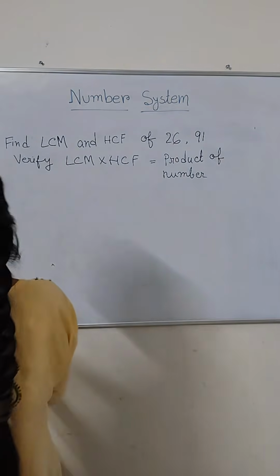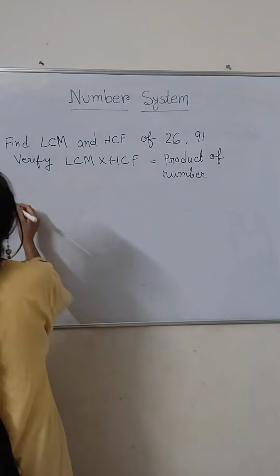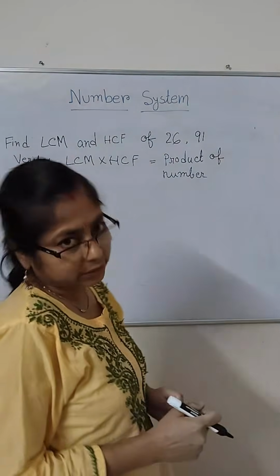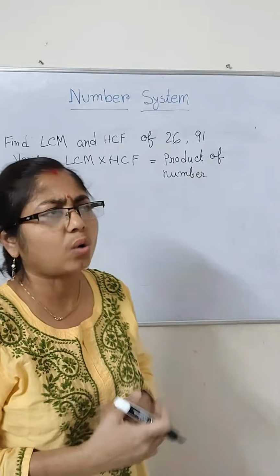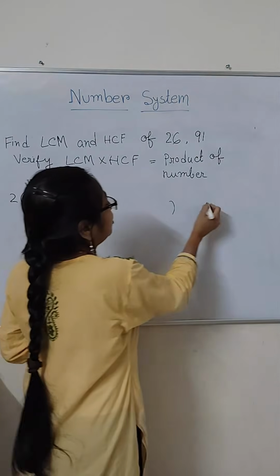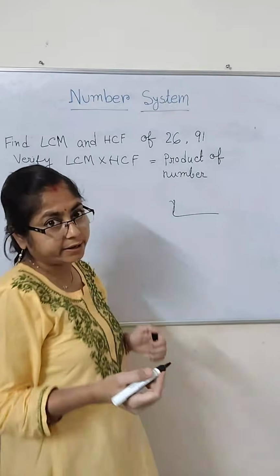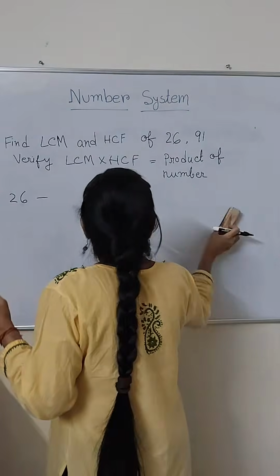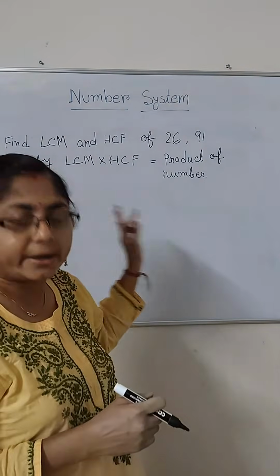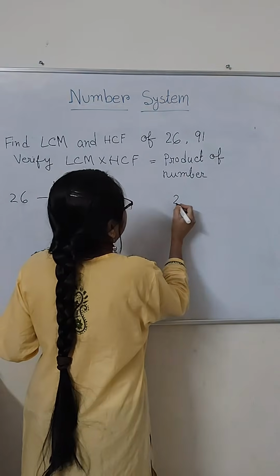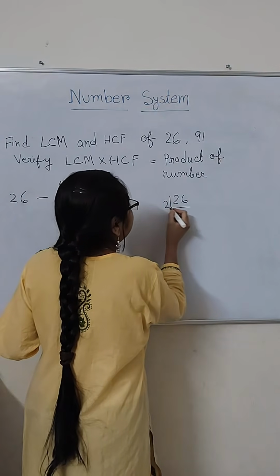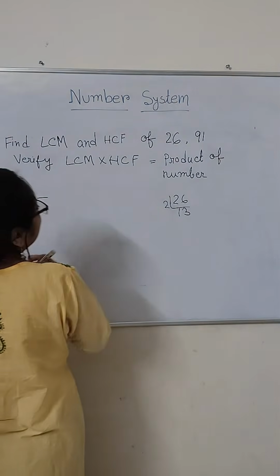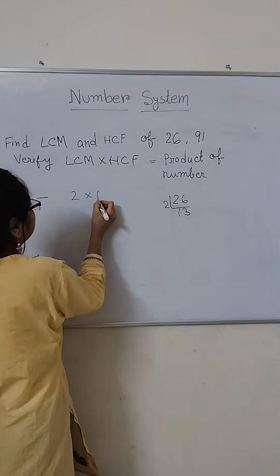First you write 26. I teach a method. You can find out the HCF by the normal division method, but I tell a new method. You divide 26 by the prime numbers. Okay? It is 2 into 13.